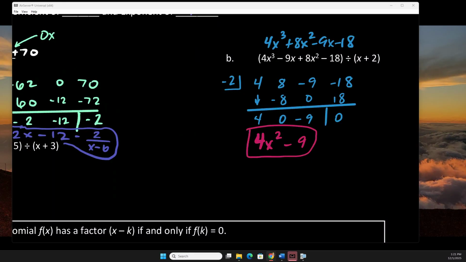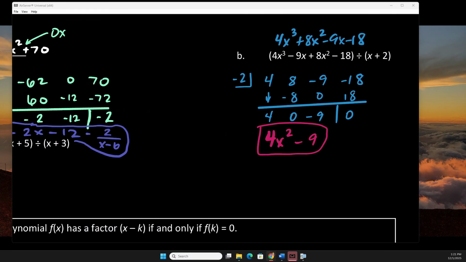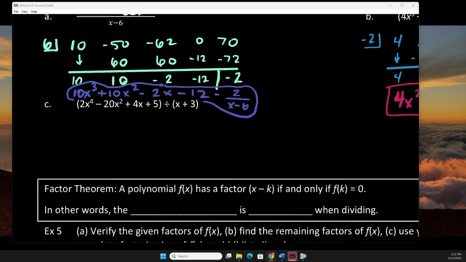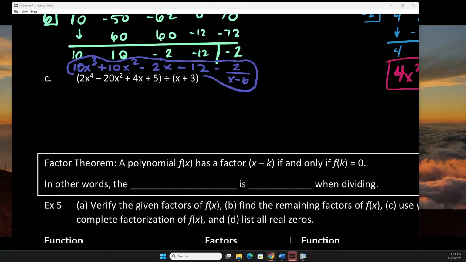You guys want to try one on your own? I'm going to have you guys try the last one on your own, so I'll just let you work ahead of me, and then you can check as you go with mine.